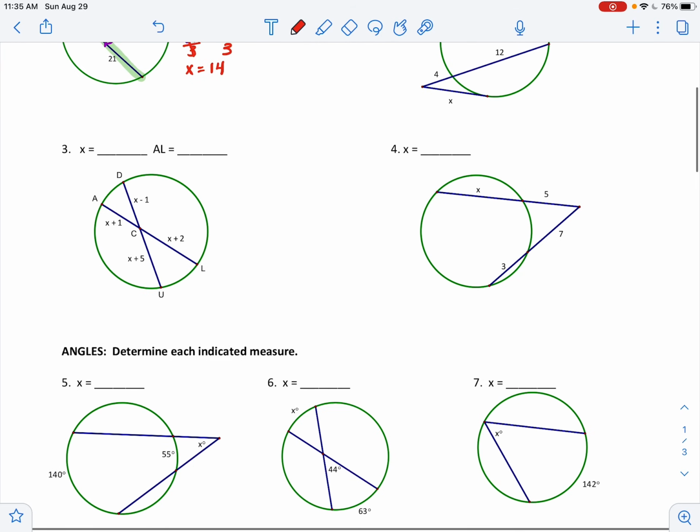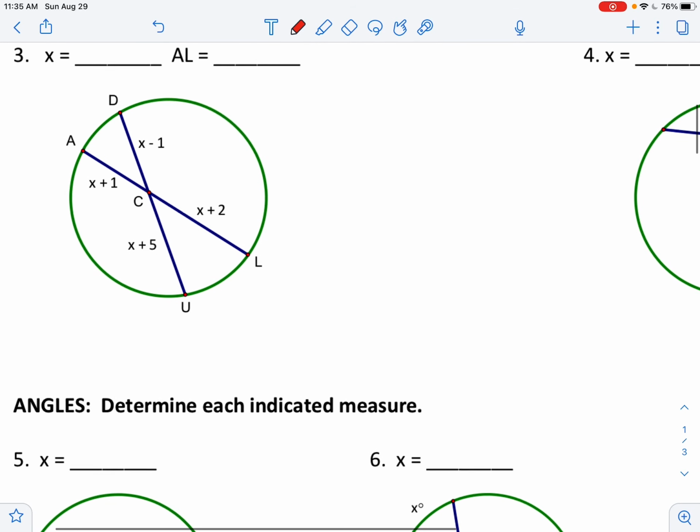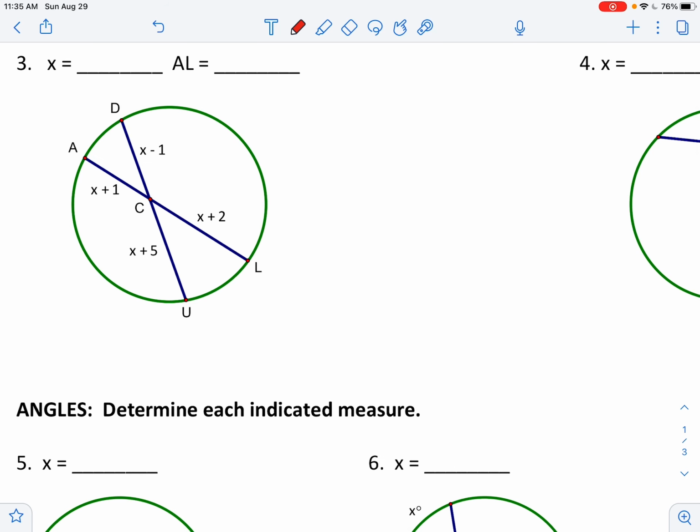Another example of two chords is question 3 here. If you're following along with me, pause the video, try this one on your own, and then come back and watch the solution. Again, we've got our pieces, so piece and piece, and then piece and piece. Make sure you've tried this. All right, I'm going to set it up now. So I'm going to start with the first line, D to U. So x minus 1 times x plus 5. I'm going to set it equal to the other side, the x plus 1 times x plus 2.